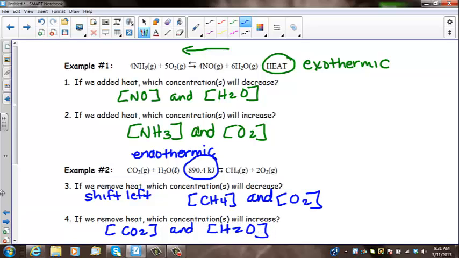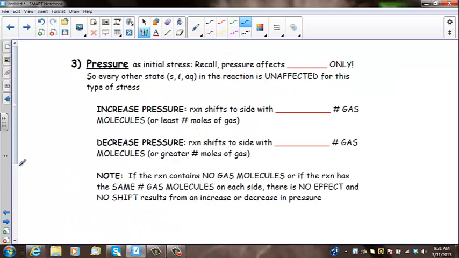So that's temperature. Let's look at pressure. Pressure is one that you have to memorize. The rules are different. Usually when we increase stress, the shift is away from the stress. It's the same for pressure, but we think of it in different terms. We have to look at the moles of gas in the equation. As the initial stress, recall that pressure affects gases only. So we have to have a gas system. Every other state, solid, liquid, aqueous, in the reaction is unaffected for this type of stress.